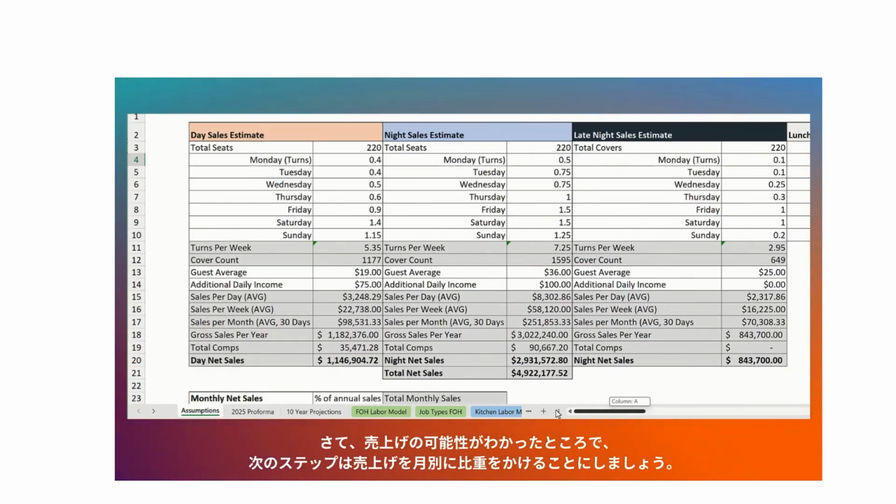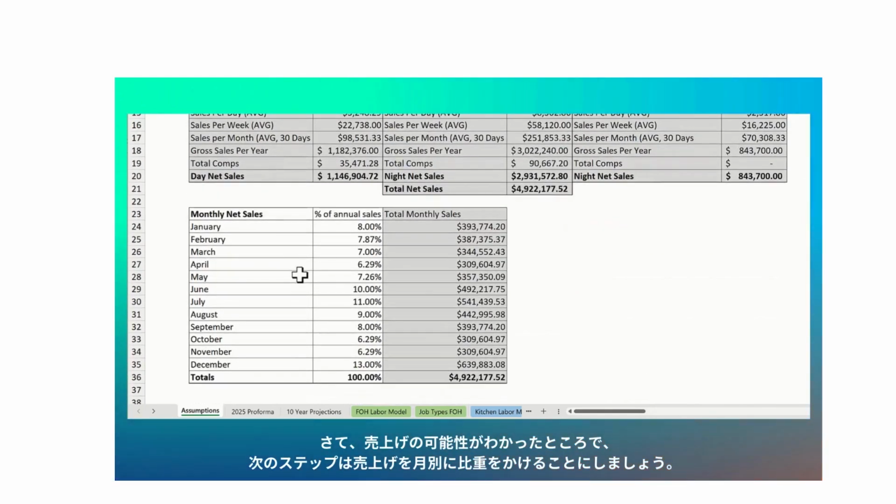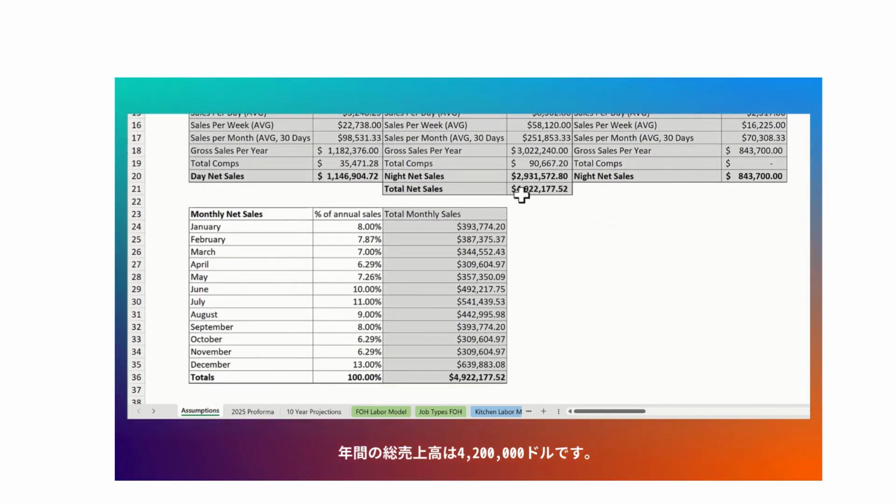So now that we've got our sales in, the next step is to weight our sales by month. So we have our total sales for the year, again, at 4.92 million. And what we want to do is predict which months are going to be busier than others. So you can see in this model, we have January at about 8% of our 100% total sales for the year. As we work through the year, it's a little bit slower, April being our slowest month at 6.29.